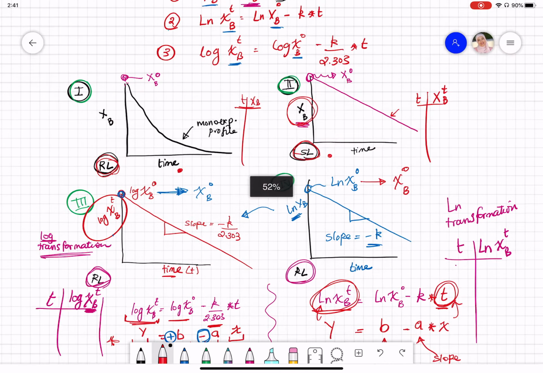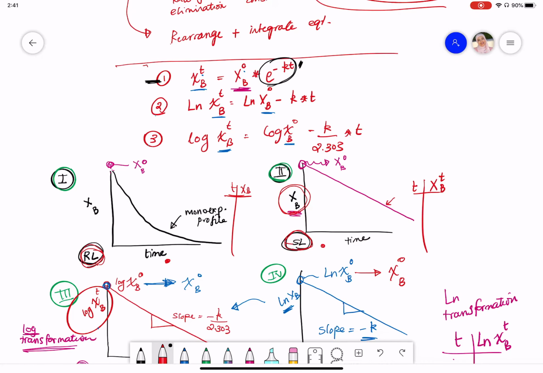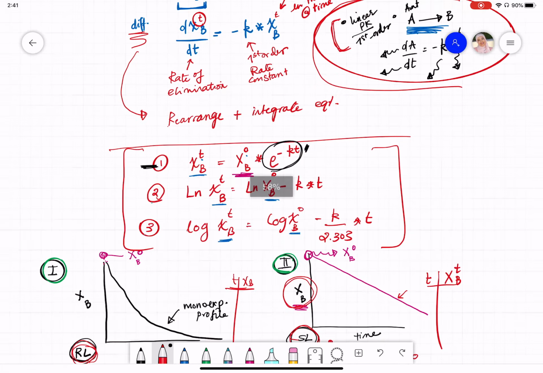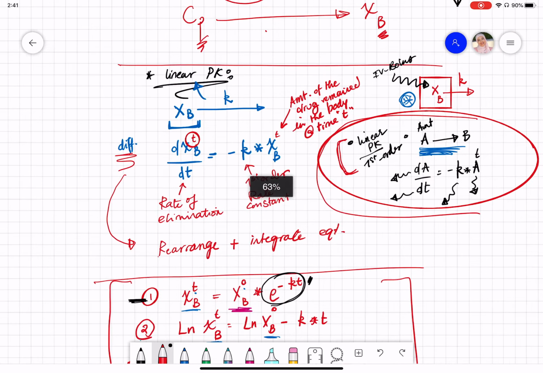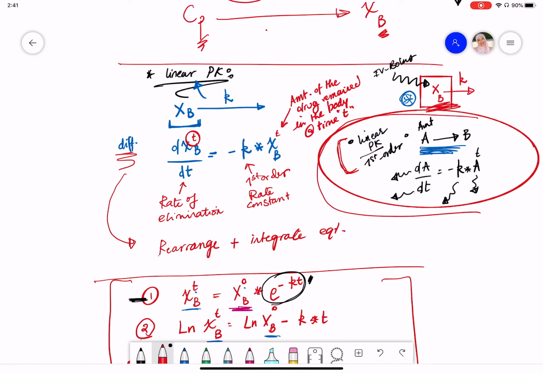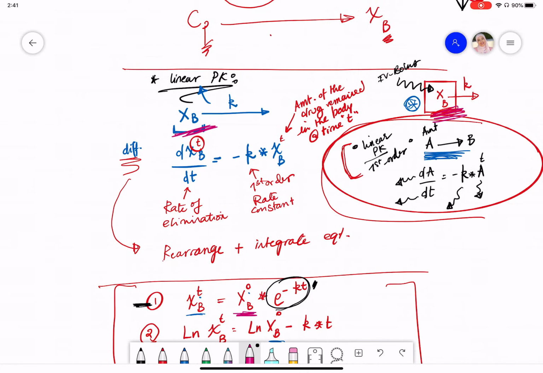And again, we were talking in those equations about amount in the body. So if we go back here, it was amount in the body. Okay?